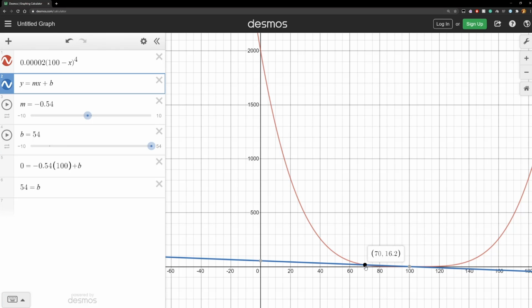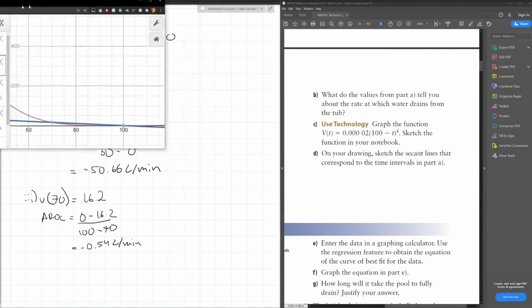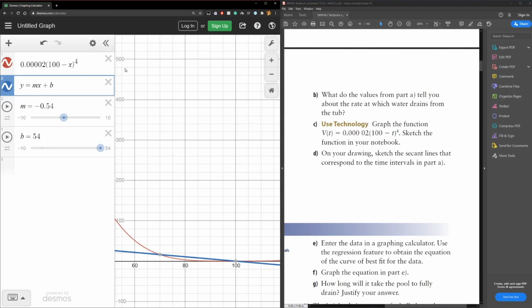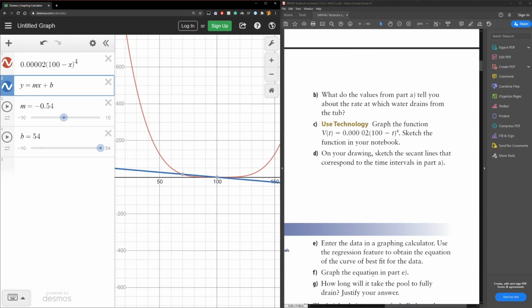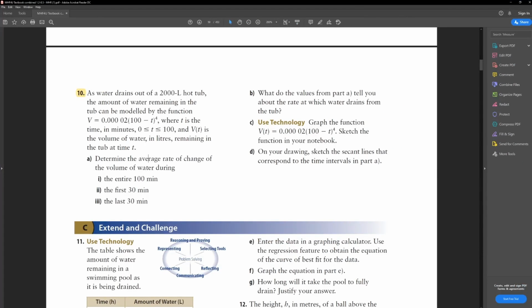Did we get this right? And that's 70. There you go. That is our final secant line. So I hope you understood how we do this. This is grade 9 knowledge, so hopefully you remember some of it. Now we're done with the AROC portion. Let's move on to the IROC part of the textbook.